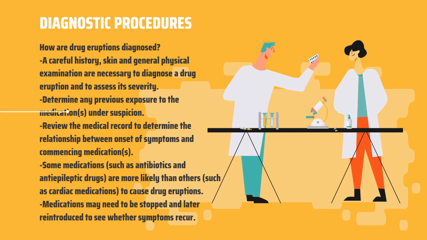So in diagnostic procedures, how are drug eruptions diagnosed? Via careful history, skin and general physical examination, which are necessary to diagnose a drug eruption and to assess its severity. To determine any previous exposure to the medications under suspicion, review the medical record to determine the relationship between onset of symptoms and commencing medications. Some medications such as antibiotics and anti-epileptic drugs are more likely than others, such as cardiac medications, to cause drug eruptions. Medications may need to be stopped and later reintroduced to see whether symptoms recur.